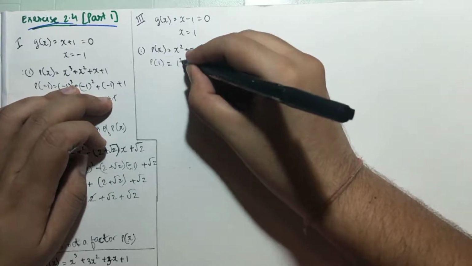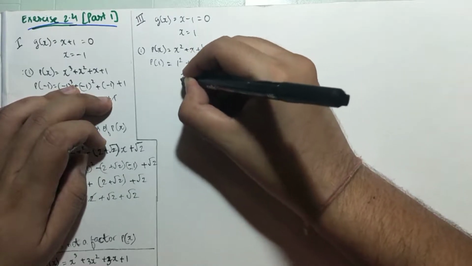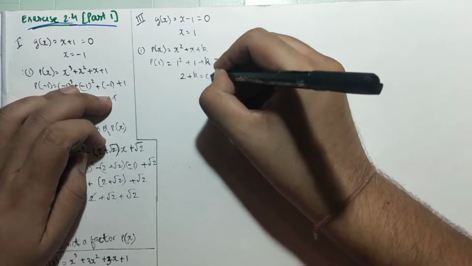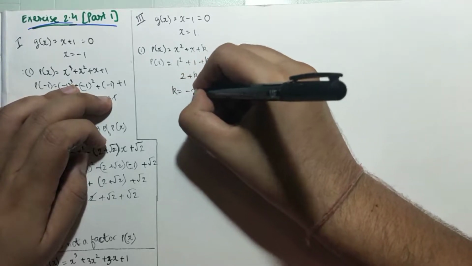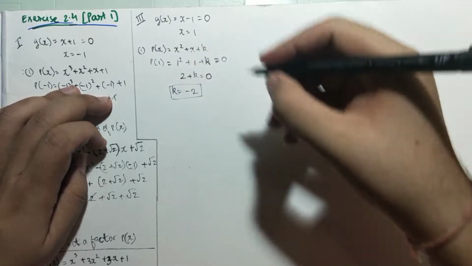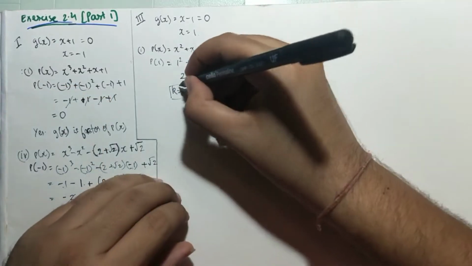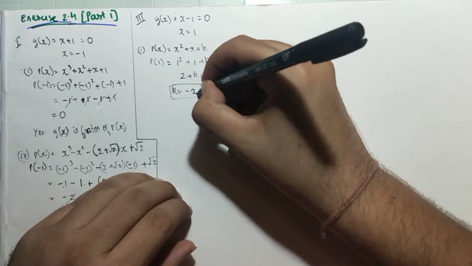1 square, that is 1. 1 plus 1 will become 2, plus k equals 0. This 2 will go on that side, so k will be equal to minus 2. The value of k will come out to be minus 2.